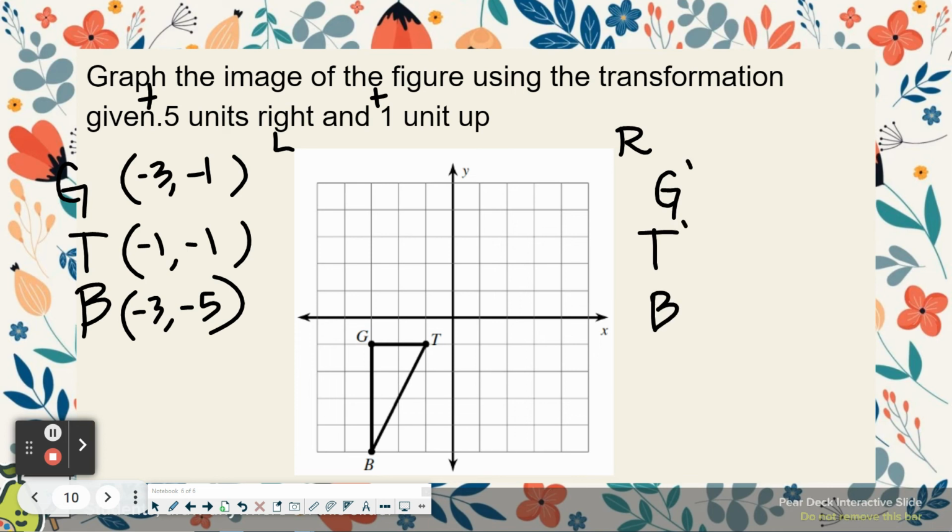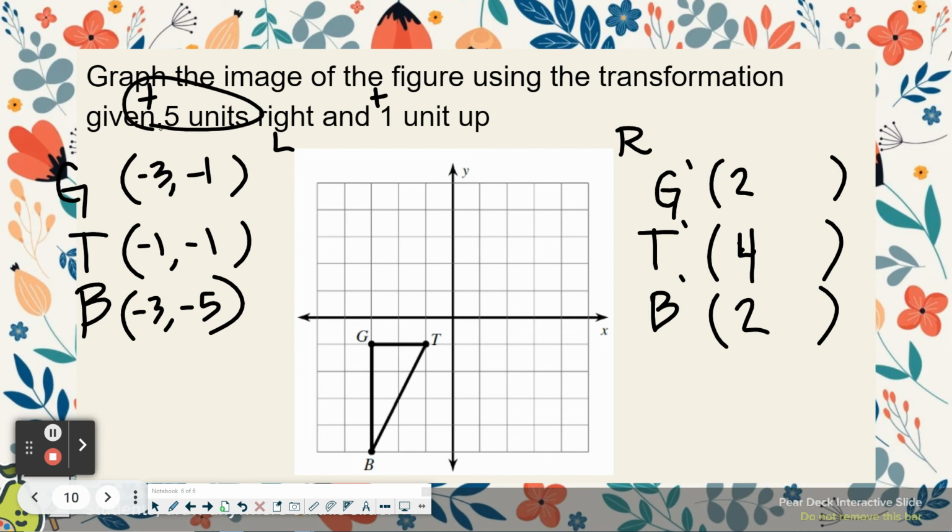Now, in the video, he said that word prime. That's that little apostrophe icon. That's what we put on the new image. So don't put GTB. You have to put the little prime symbol to show that something happened to it. So we would go negative 3 plus 5 is positive 2. Negative 1 plus 5 is positive 4. And negative 3 plus 5 is 2. And so I just did this part right here.